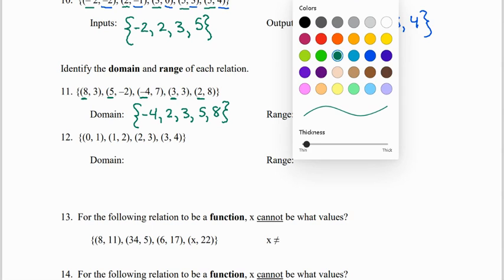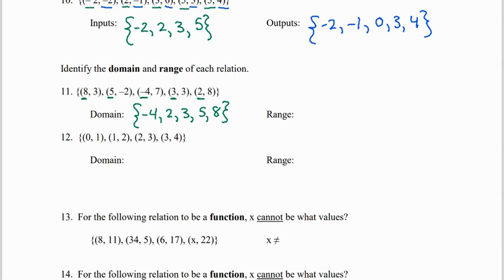Your range is your Y values or your outputs. So I'll underline those in blue. So we have -2 is the smallest of those. Then 3, which shows up twice, but I'm just going to write it once. And then 7 and 8. Okay, so lots of overlapping concepts here. We're talking about ordered pairs, inputs, outputs, domain and range. Those come from the ordered pairs. Input and domain means X, output and range means Y.